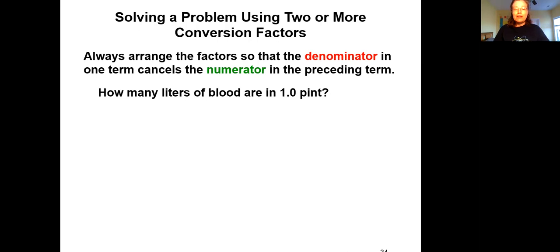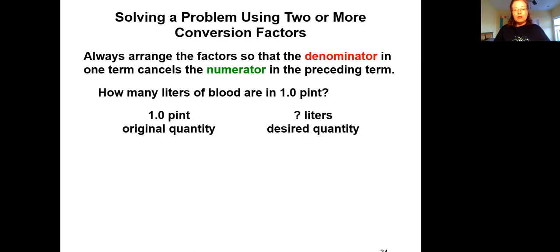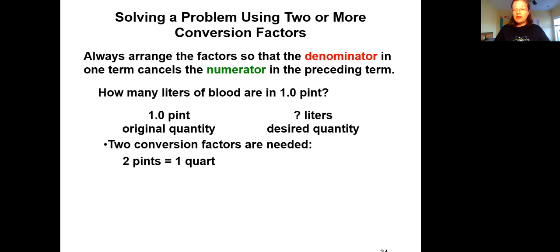Say we want to know how many liters of blood are in 1.0 pints, or 1 pint. All right, so we have our original quantity, the one that has only one unit. We're trying to get into liters. We would use a chart, and in this case, I see. So the information will be given.